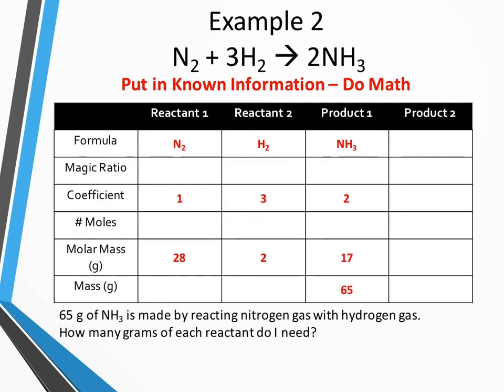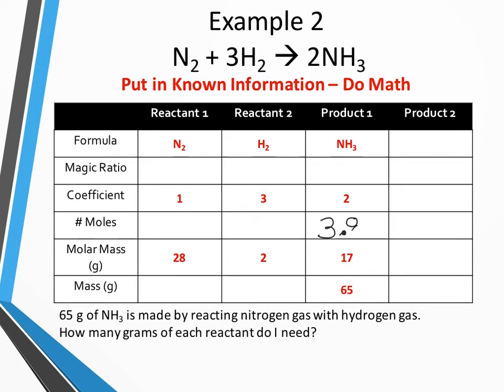Calculate the molar masses of each one of the products and reactants. Nitrogen is 28, hydrogen is 2, and ammonia is 17. Now we're given 65 grams of ammonia, so we put that here. We're going to calculate all these other things, right? So what we got to do first is we're going to calculate, again, how many moles of ammonia I have, and that would be 3.82.